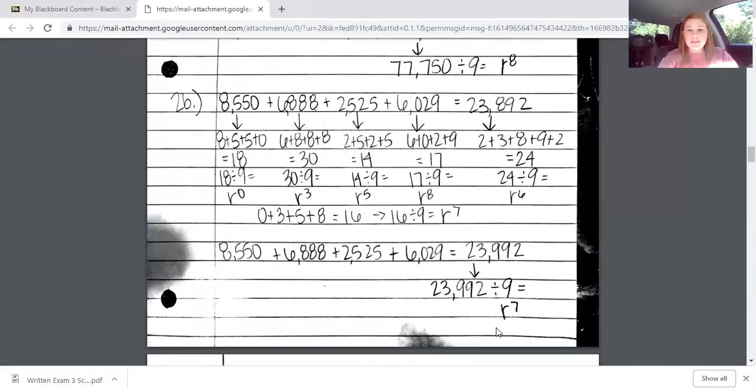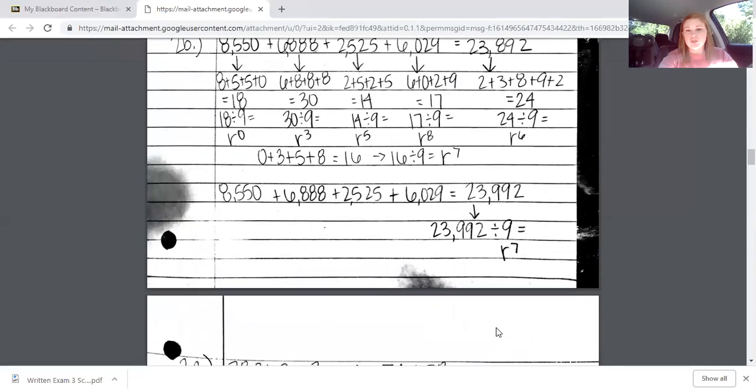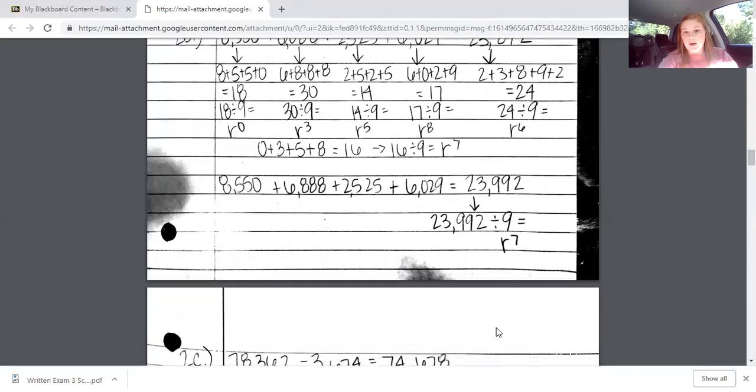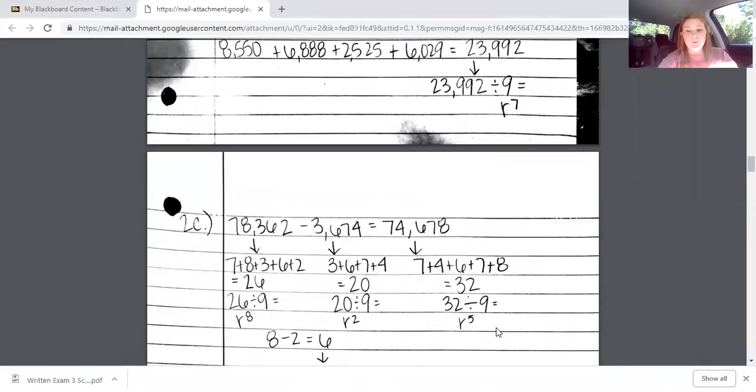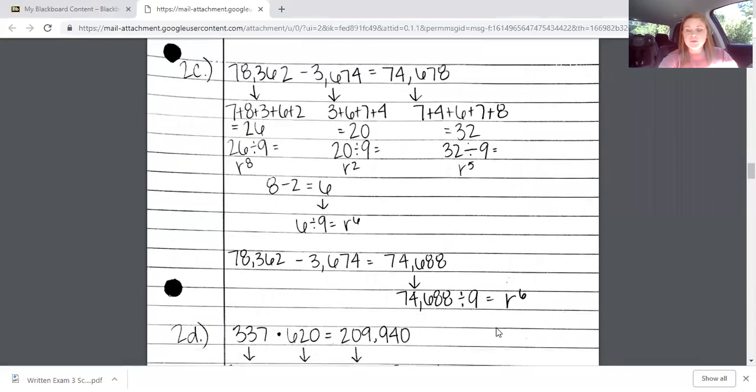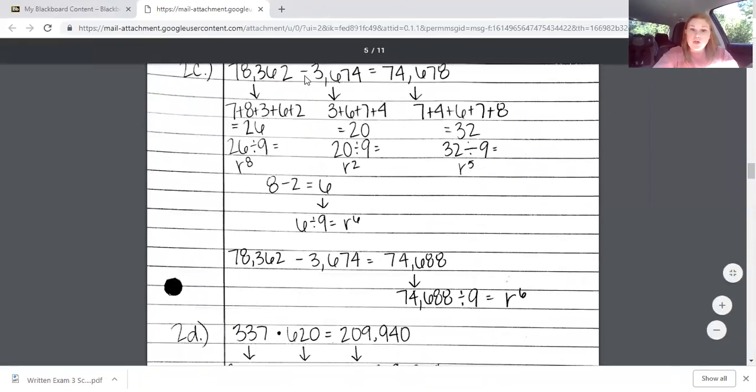So 2b is the exact same. We're using addition. There's just one extra set of numbers in there. So that one would be worked the exact same. For 2c, you'll see a subtraction sign here. You still work the original problem the exact same way, but when you get down here to the remainders, instead of adding the remainders, you just subtract those remainders.